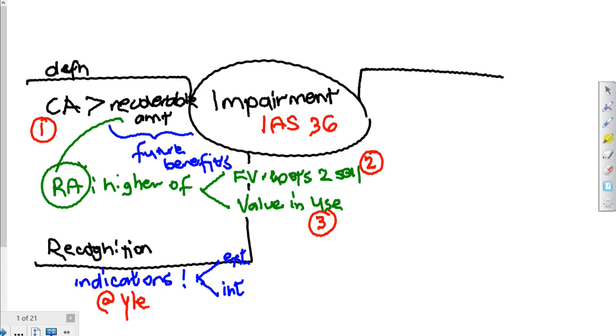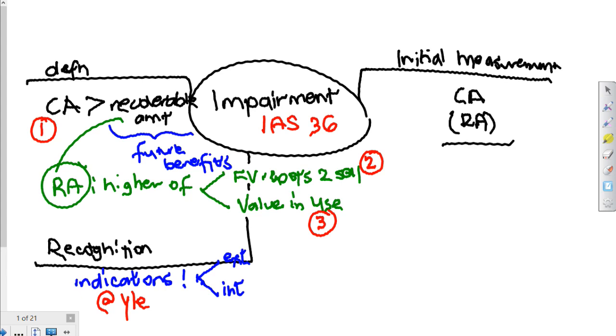Initial measurement is fairly straightforward. Initial measurement is very simply the amount by which carrying amount exceeds recoverable amount. That's my impairment. And this impairment goes to P&L. It's sometimes referred to as accelerated depreciation. I'm just depreciating the asset a bit quicker because the asset is not worth what I'm carrying it at, so I have to reduce that value. And this line, impairment, shows in your PPE note as one of the movements. Like you have depreciation, you will now have a line that says impairment. And impairment is very simply calculated as that.